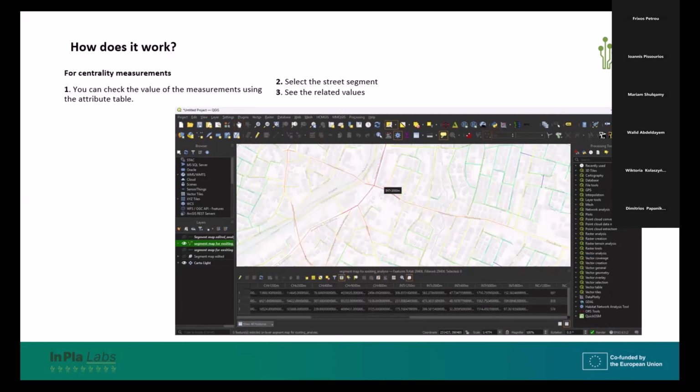And afterwards, if you want, you can check the value for the integration of each segment. You can open the attribute table after selecting the new layer that you already have. You can open the attribute table from here and select the segment that you want, and you can easily find the absolute value for your segments after running this.